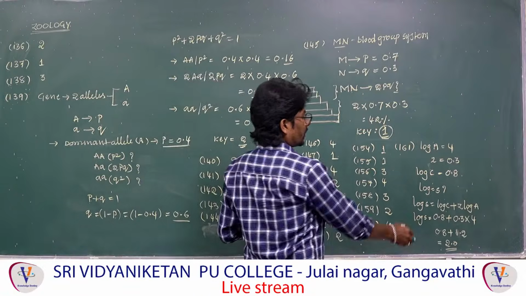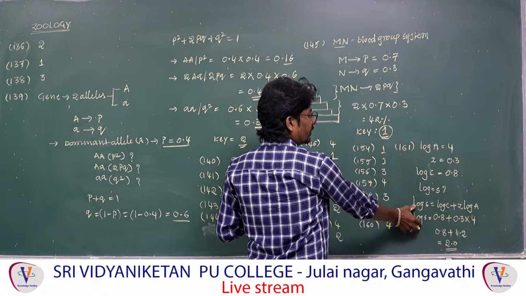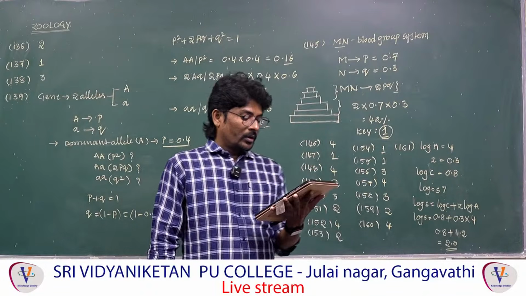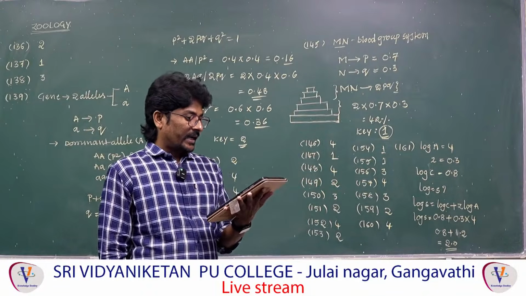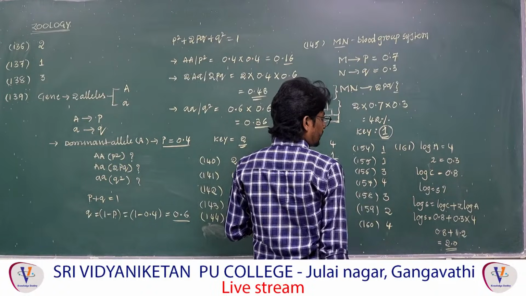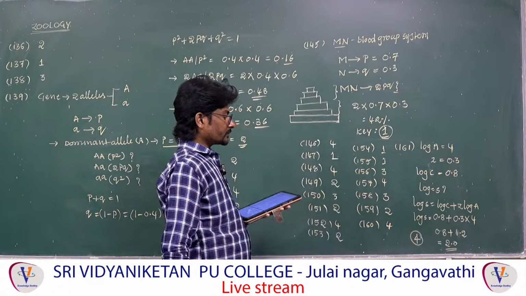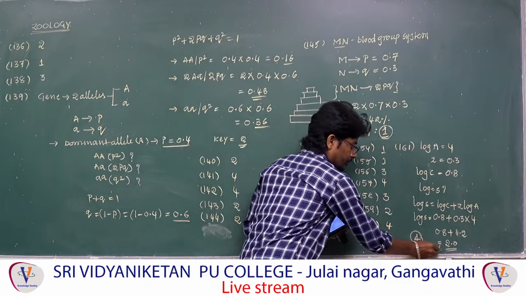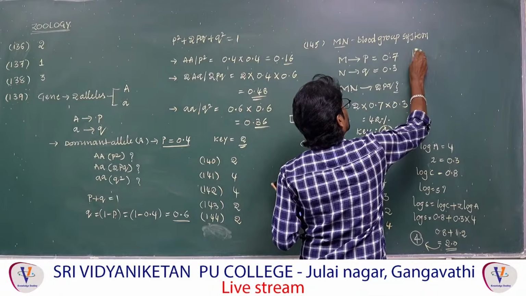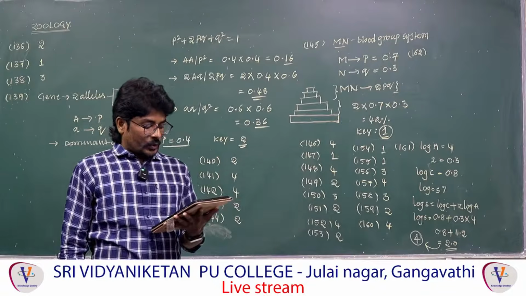I repeat, log S is equal to log C plus Z log A. Just substitute the given values. Okay? So 2. Which option? The fourth option is the correct key. Fourth option. Question number 161. Then question number 162. Here is question number 162.